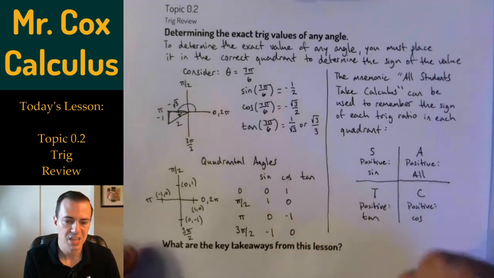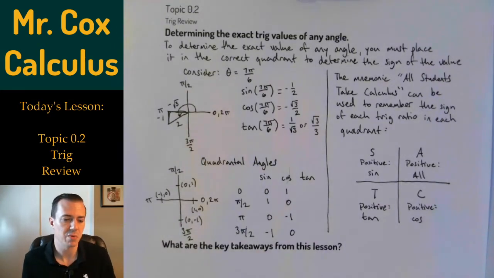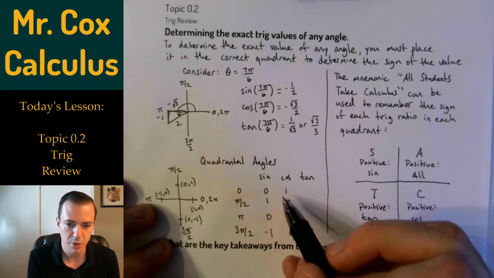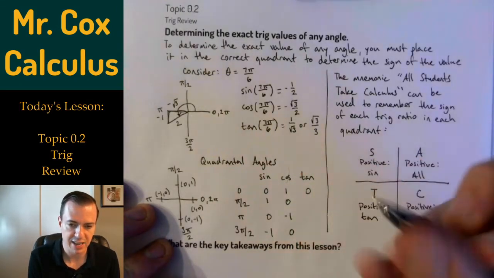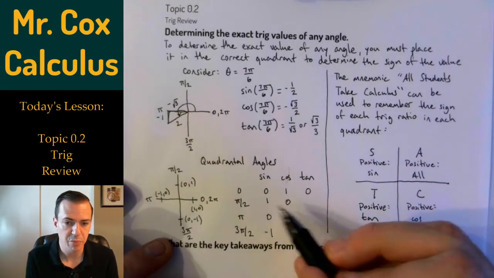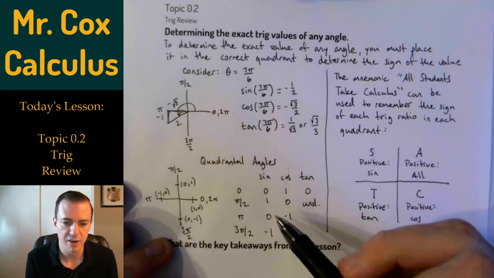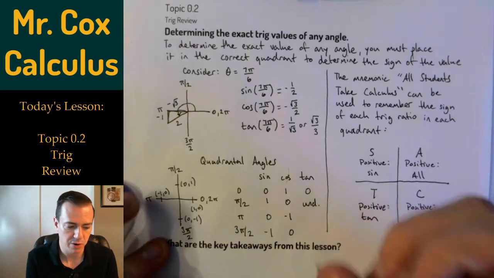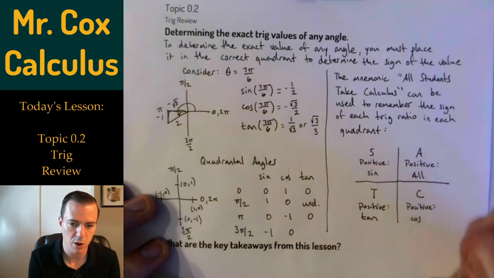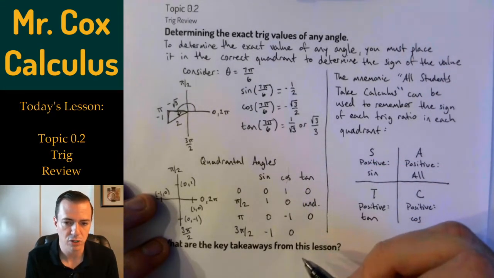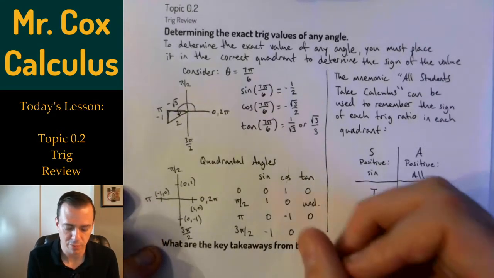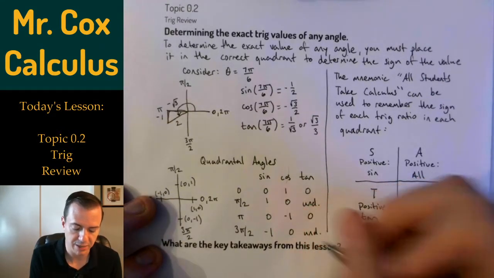And now when you look at tangent, which remember is the y value divided by the x value, or for this particular case, we can look at it as the sine value divided by the cosine value. 0 divided by 1 gives me a tangent of 0. The tangent of pi over 2, 1 divided by 0, is going to be undefined. At pi, 0 divided by -1 is going to be 0. And the tangent of 3 pi over 2 is also going to be undefined.